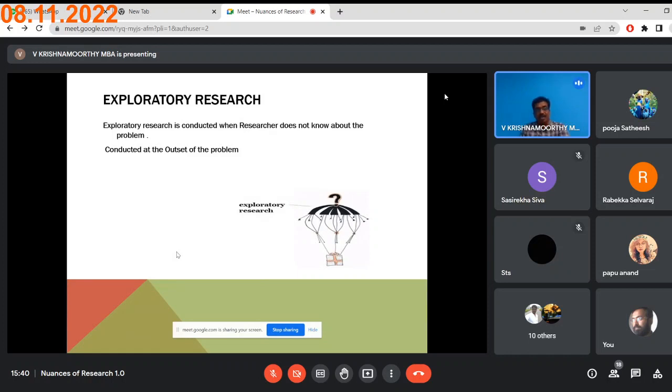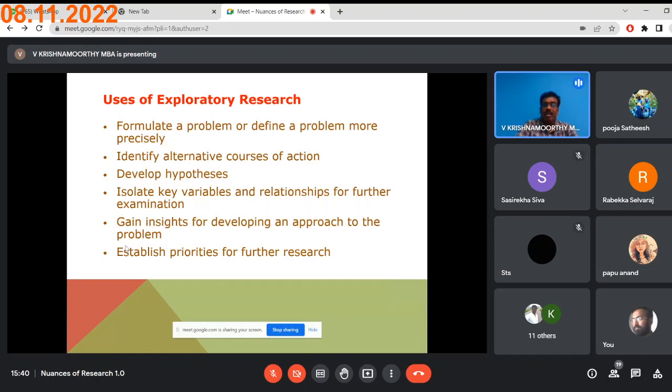When should exploratory research be conducted? Exploratory research is conducted when the researcher doesn't know about the problem at all. The best example: when COVID-19 spread in India, no one knew what we were supposed to do. That is an example of exploratory research. The main objective of exploratory research is to develop some concept or some theory. What are the uses of exploratory research? You can formulate or define the problem more precisely in the subsequent research. You can identify a course of action.